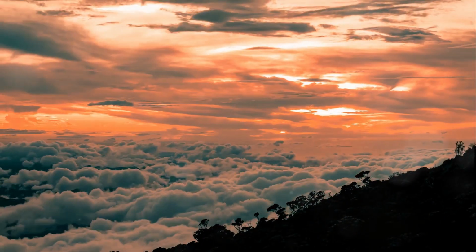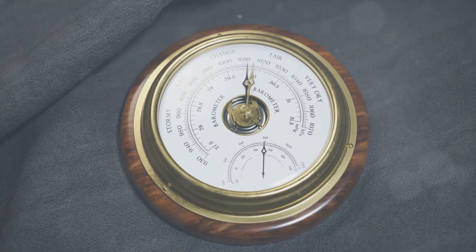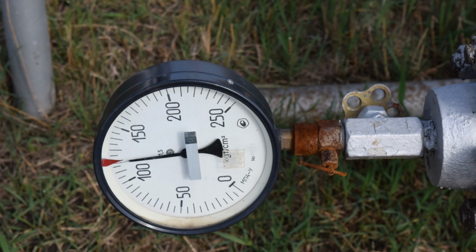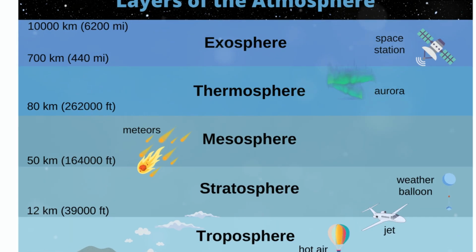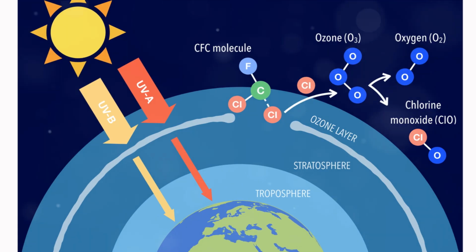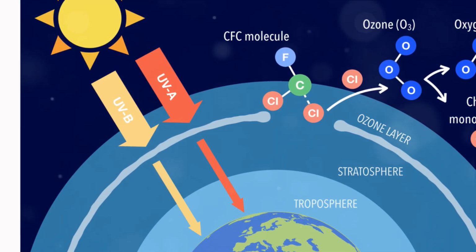Speaking of the atmosphere, it's a layer of gases surrounding our planet, exerting pressure known as atmospheric pressure. This pressure is measured using devices like the barometer, and it changes with altitude. The atmosphere is structured in layers, each with its own significance. For instance, the ozone layer absorbs the majority of the sun's harmful ultraviolet radiation.